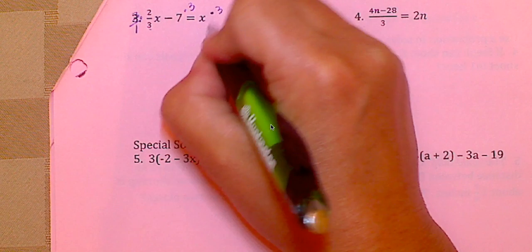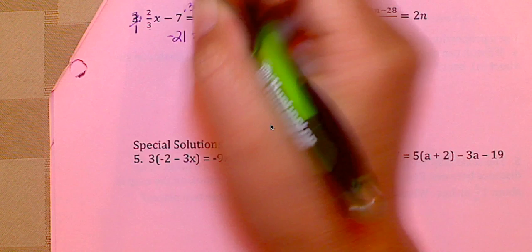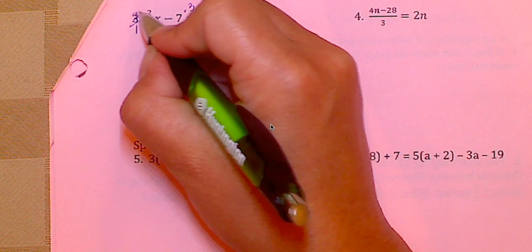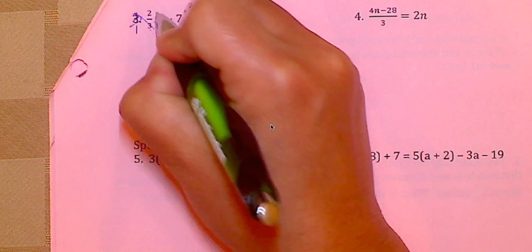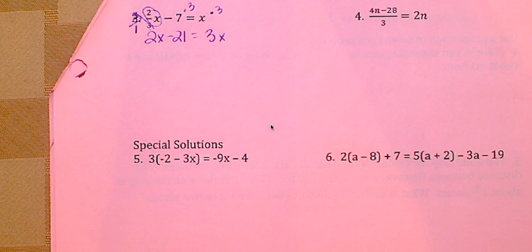So this one's easy. We get 3x. Negative 7 times 3 is negative 21. And here, the 3 on the top and the 3 on the bottom cancel, and we're left with 2x. No problem. Very simple.